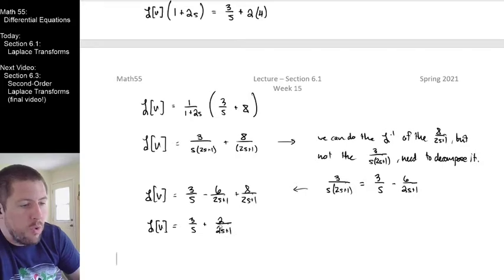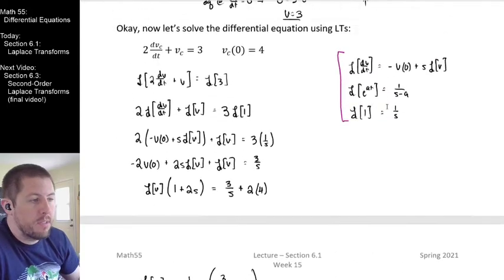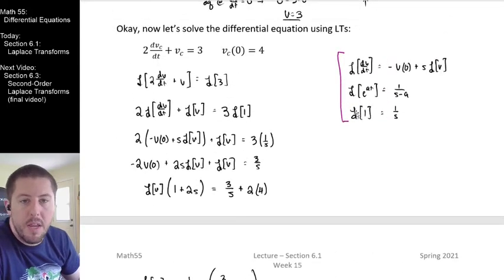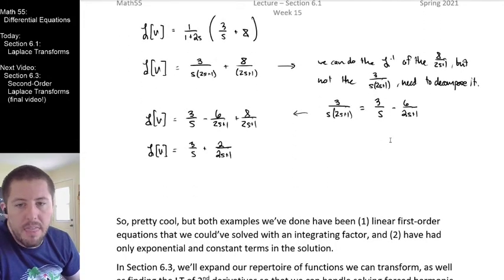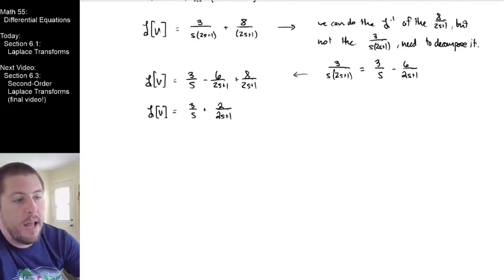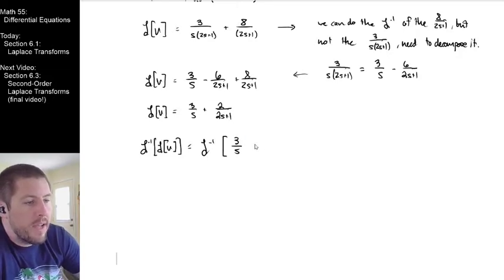Now, that 2s plus 1 doesn't quite seem to be of the structure that we know from our inverse Laplace transforms. Remember, these are the three things that we know so far. There is not a 2 sitting on that s, but I think I can just do some constant factoring and get that out of there. So let's apply the inverse Laplace transform here. I want to do the inverse Laplace transform of the Laplace transform of v. I'm going to do my inverse Laplace transform of 3 over s plus 2 over 2s plus 1.